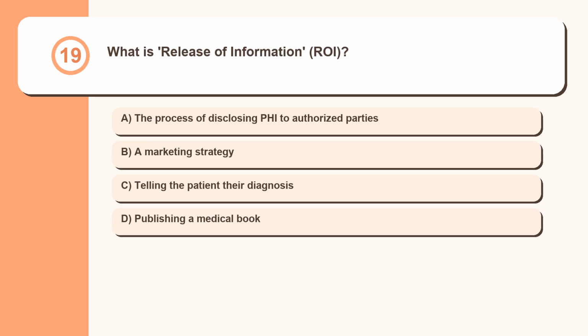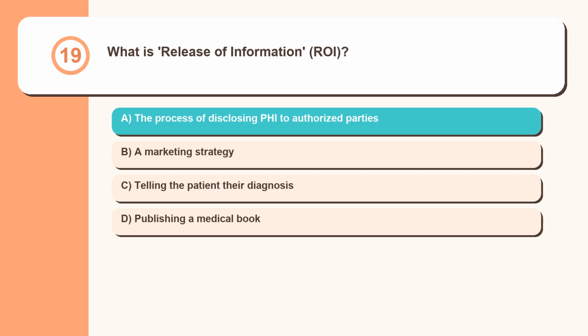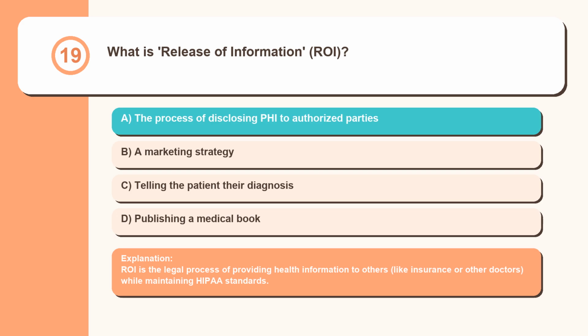Question 19. What is release of information, ROI? The process of disclosing PHI to authorized parties. A marketing strategy. Telling the patient their diagnosis. Publishing a medical book. ROI is the legal process of providing health information to others, like insurance or other doctors, while maintaining HIPAA standards.